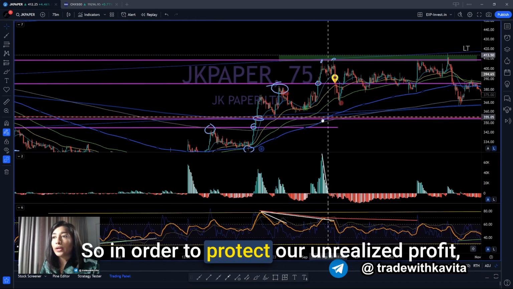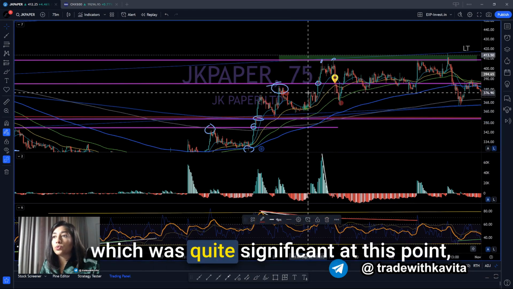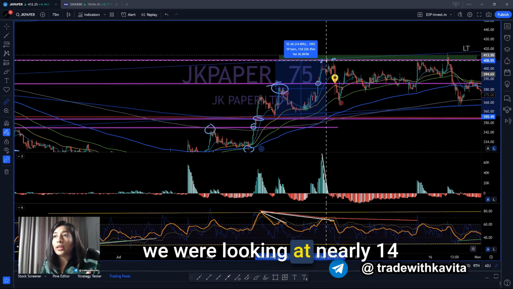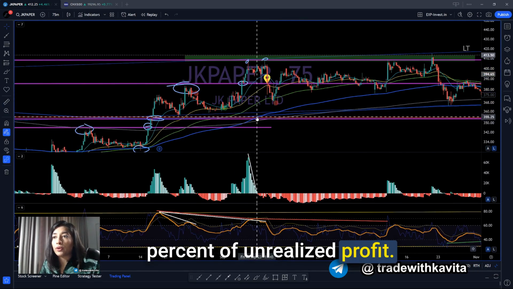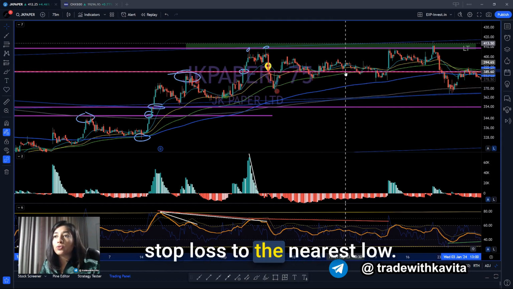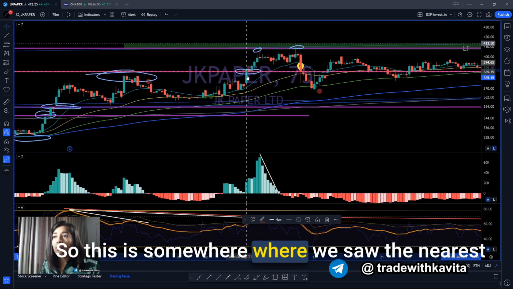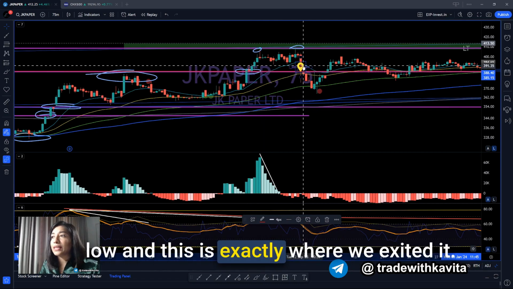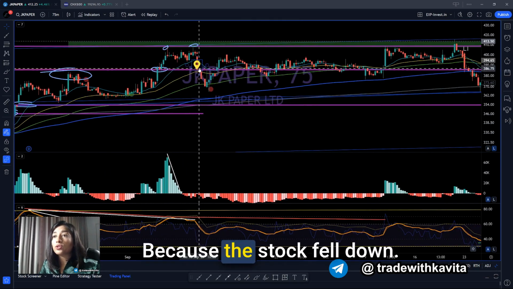So in order to protect our unrealized profit, which was quite significant at this point, we were looking at nearly 14% of unrealized profit. We don't want to risk all of that. The next step was to revise our stop loss to the nearest low. This is where we saw the nearest low, and this is exactly where we exited. Why? Because the stock fell down.